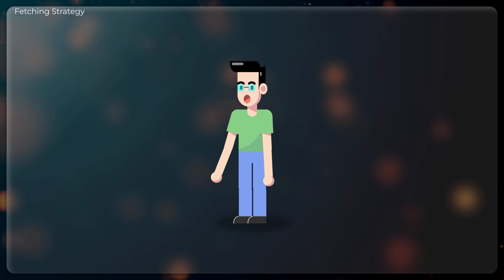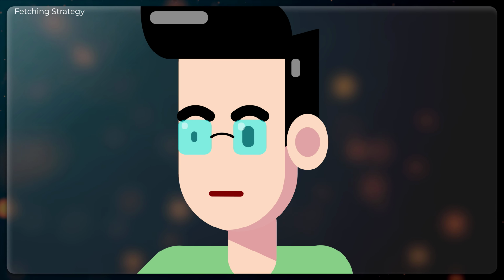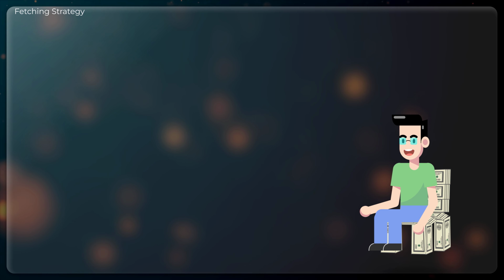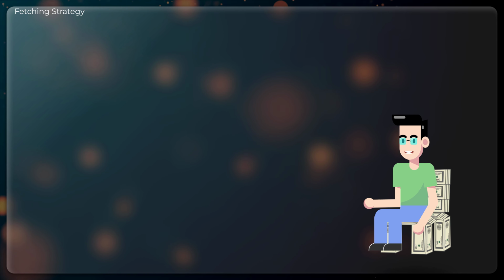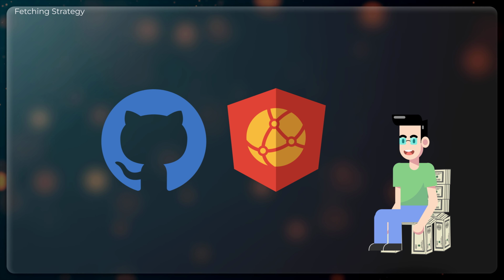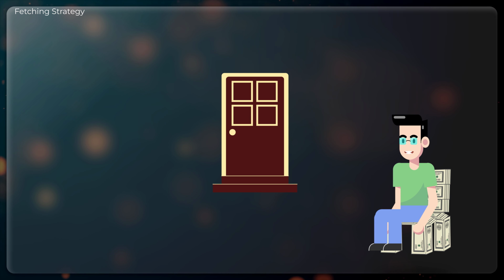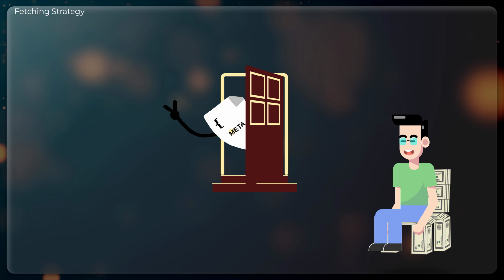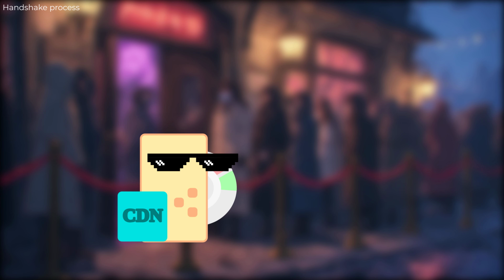Now, a normal developer would use a database, but I am not normal, I am cheap. So I am hosting everything on GitHub and serving it via jsDelivr. But how does the app know what to fetch? Enter meta.json. This file is basically the bouncer at the club.